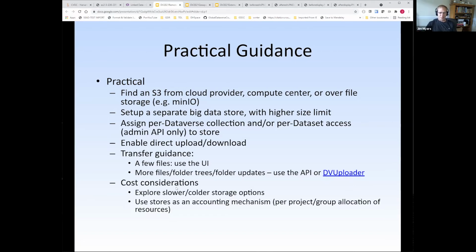Cost considerations: you've certainly heard about other options today, but even with the major providers, there are colder and slower options.